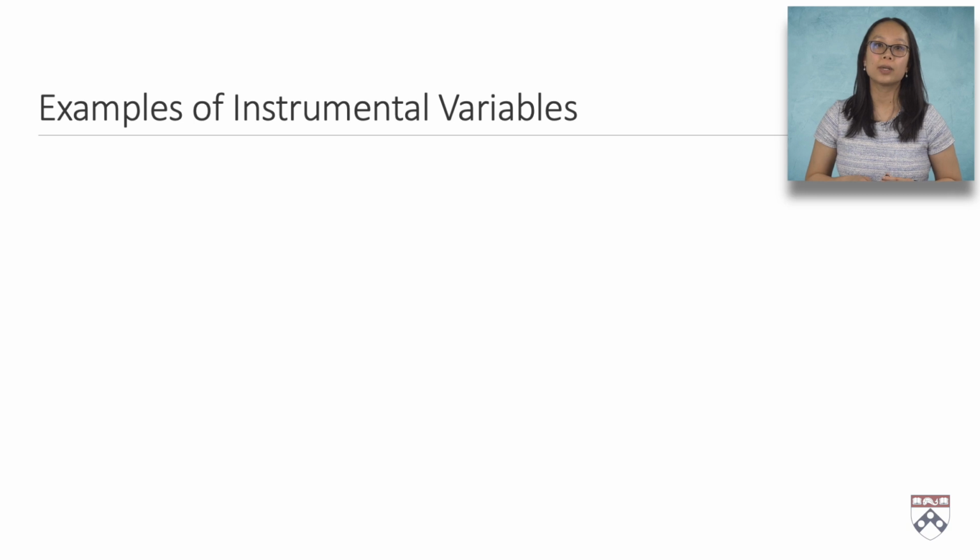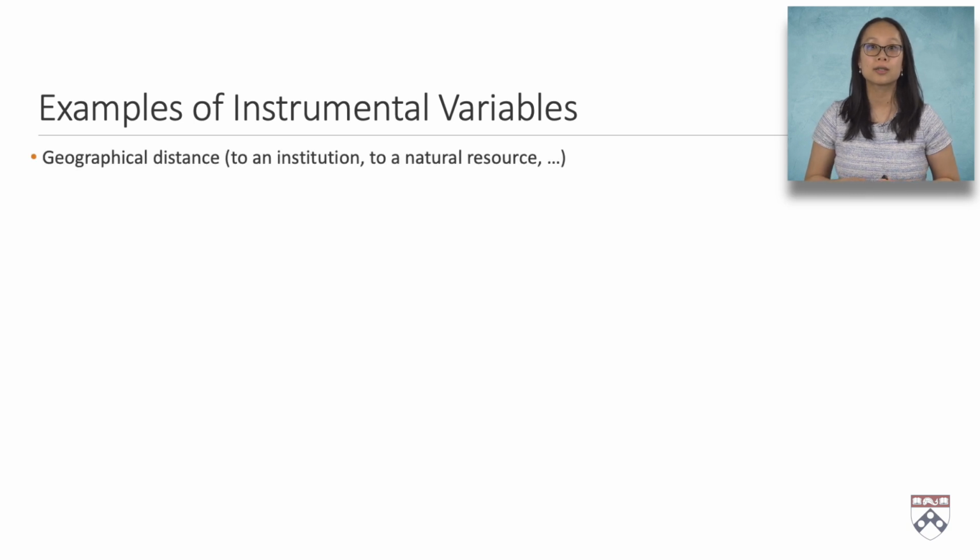One of them is based on geographical distance. So this can be a distance to an institution, to a natural resource, or to a facility. And here, one of the most common applications of distance as an IV was in a study published by Thomas D., who examined the effects of educational attainment on the propensity or probability that a student will engage in voting.